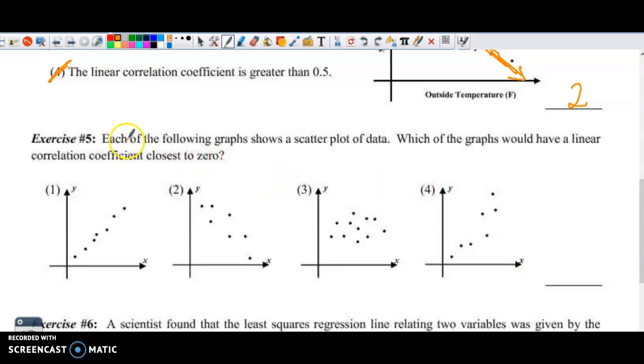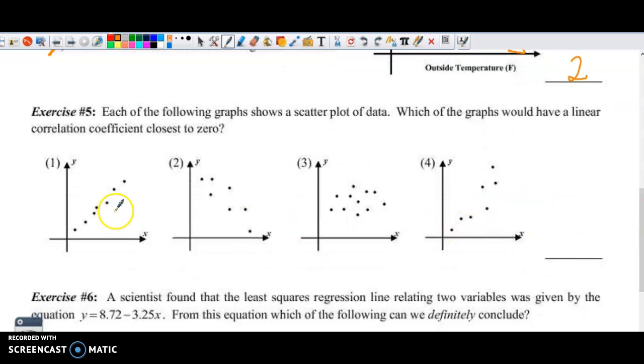Really could talk about number 5 the same way. Which of the graphs would have a linear correlation coefficient closest to 0? And what you're trying to come up with is the one that seems like it's all over the place. Now, I think two of them are pretty obvious. This one is more obviously positive. All my points are really close to the line, so that's close to 1, not 0. So not option 1. I'd say the same thing about option 2. All my points are pretty close to this one, to being negative, but away from being 0.